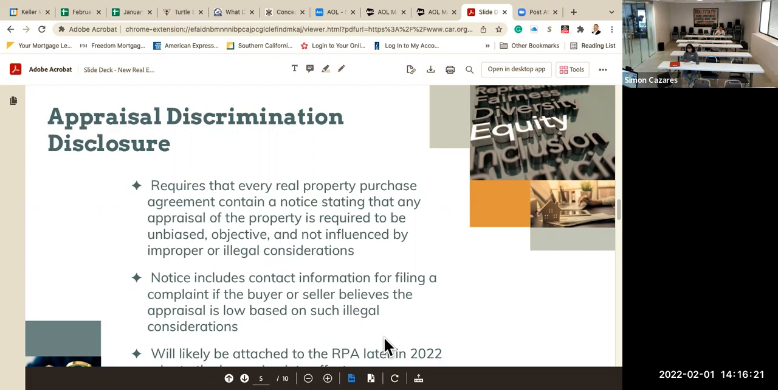Because again, what we're seeing is a lot of agents getting themselves in trouble. The notice includes contact information for filing a complaint if the buyer or seller believes that the appraisal is low based on such illegal considerations. Now, I've seen this firsthand, and ultimately, in order to do a thorough appraisal, you have to be licensed as an appraiser.